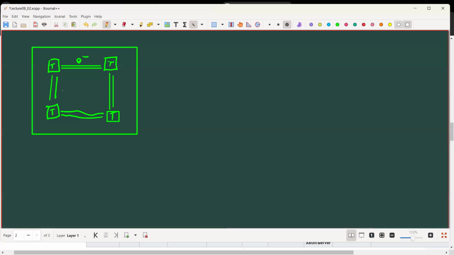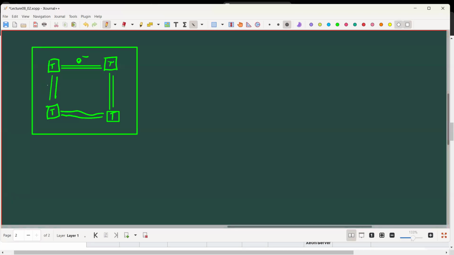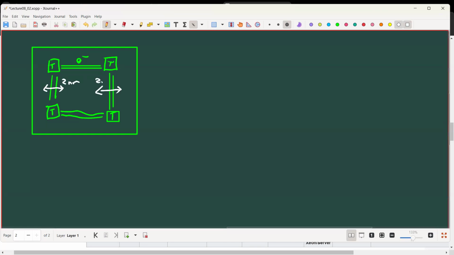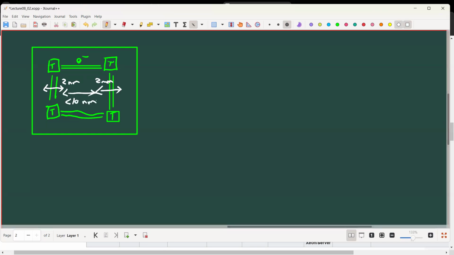Effectively, the distance here is 2 nanometers, this is 2 nanometers, and this is probably somewhere less than 10. So you have these conduits of silicon where the electrons are allowed to flow between the transistors. Well, what does that look like in terms of potential energy? You have electrons flowing through these trapped lines, if you will. Think of these as little one-dimensional particles in a box, with an electron flowing through this tube. So what does that look like?